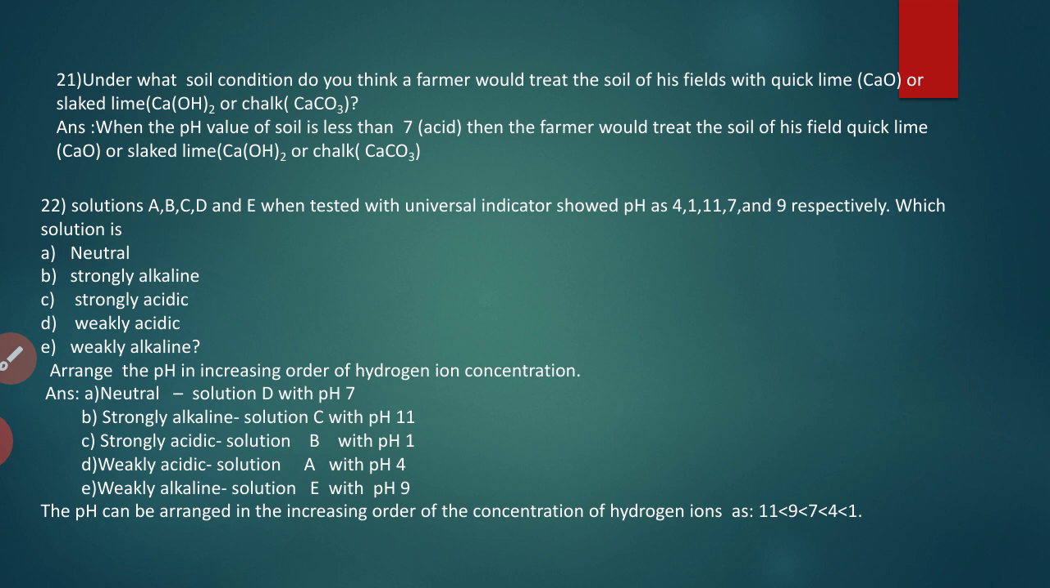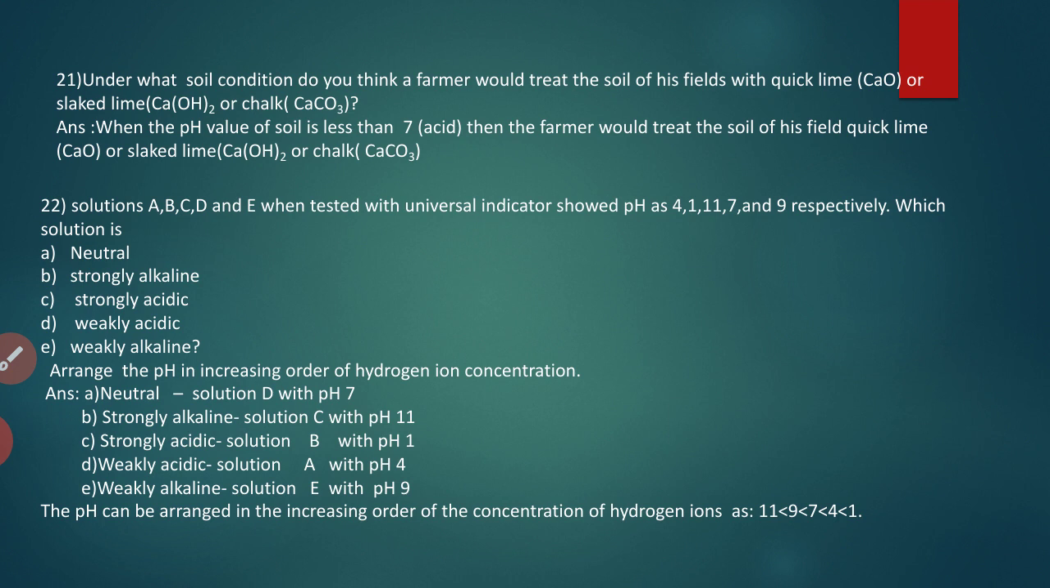Yes, they are bases. So when should the farmer treat soil with bases? Only when the soil is acidic in nature, isn't it? So when the soil is acid, the farmer should treat the soil with bases. Let's see the answer. When the pH value of soil is less than 7, the farmer would treat the soil of his field with quicklime, calcium oxide, or slaked lime, calcium hydroxide, or chalk, that is calcium carbonate.